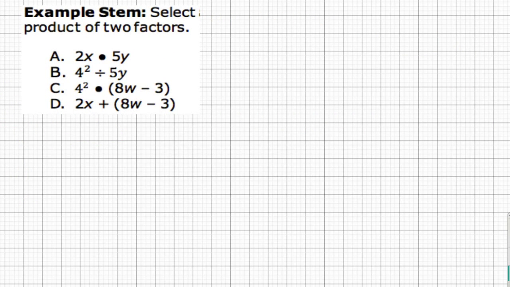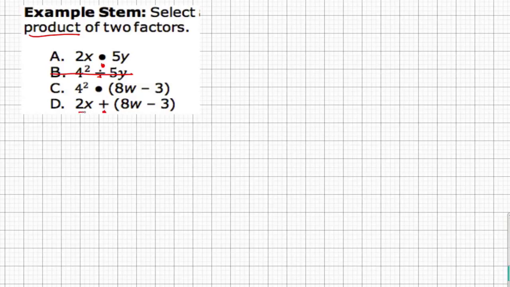We've taken this right from the SBAC sample items, so hopefully, this is the sort of thing that'll be tested on at the end of the year. It says select the product of 2 factors. So this is similar to what we just looked at. When I see product, the word product makes me think I'm going to be multiplying. So right away I think this might be a choice. This is division, so let's just cross that out. That's not a product. This is addition.